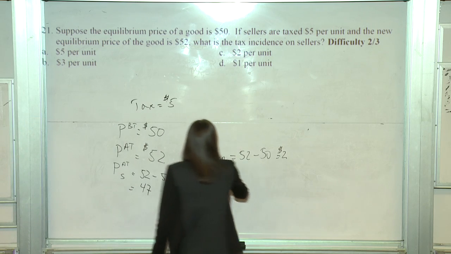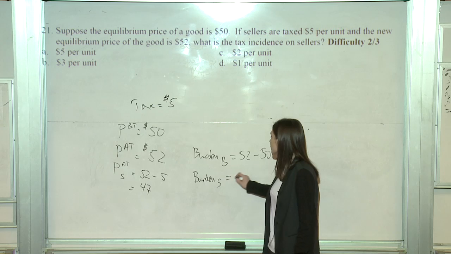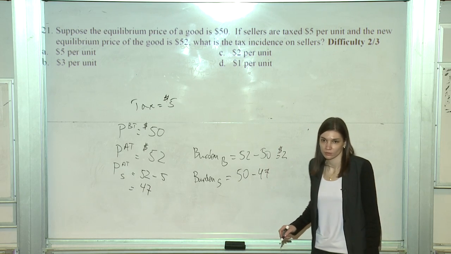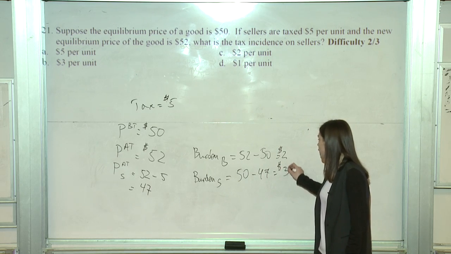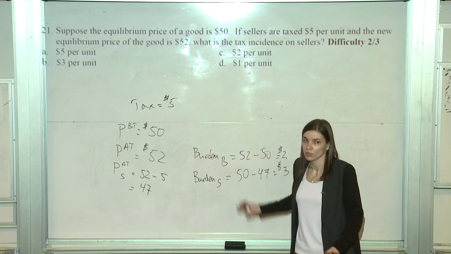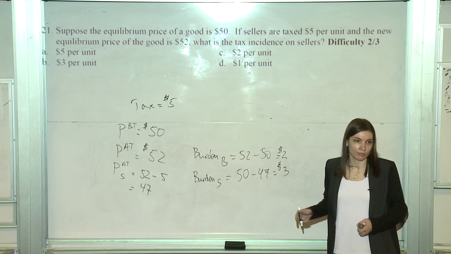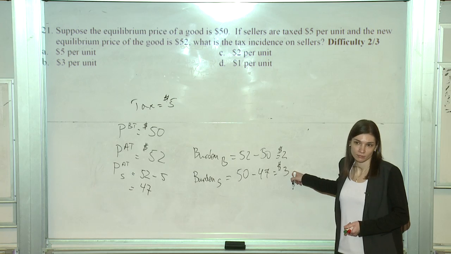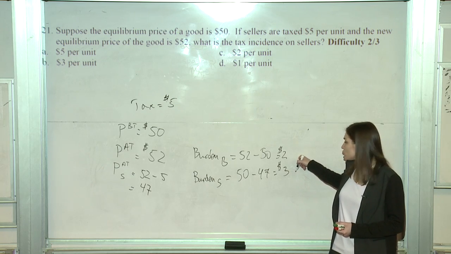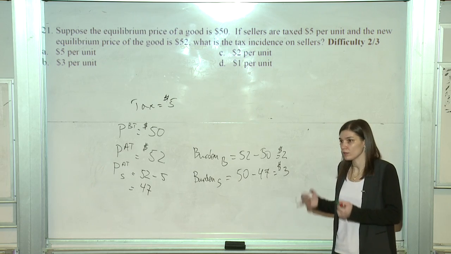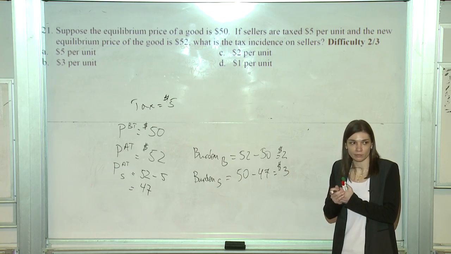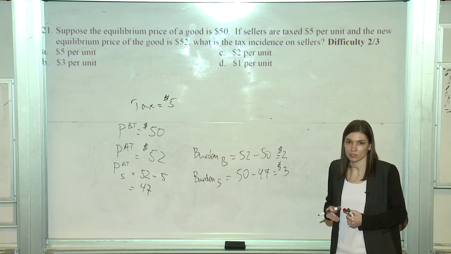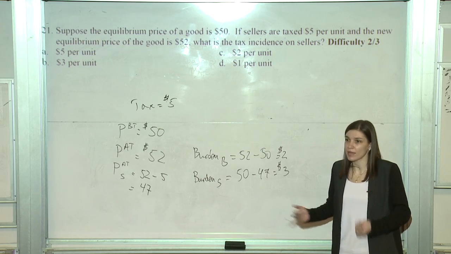Okay? So the burden on buyers would be the $2, and the burden on sellers would be, now they used to get 50, now they only get 47, right? So they paid $3. And that's all there is to it. You can find either of those, and the other party is going to end up bearing the rest. So the tax incidence on sellers is 3/5, right? The tax incidence on buyers is 2/5. And it's going to be that way no matter what tax we impose on them. They're always going to share the burden in that way because it depends on the relative elasticities of the supply and demand, and not on the amount of the tax or who pays it.